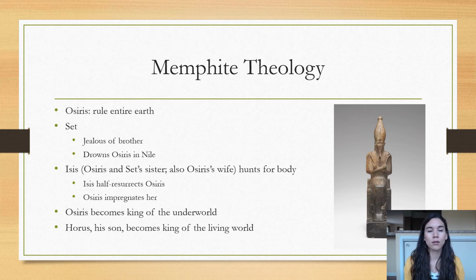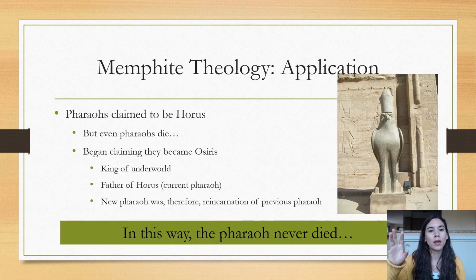Then he dies, and Osiris becomes the king of the underworld, which is where the Egyptians believed they went after they died. Horus, his son, becomes king of the living world. So you have Horus ruling the living world, Osiris ruling the underworld. Now, when a pharaoh became king, he claimed to be Horus. He claimed to be the god who ruled the living. He was no longer a man, he was a god.